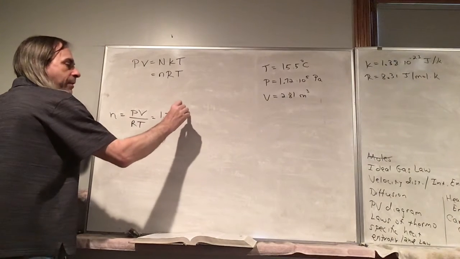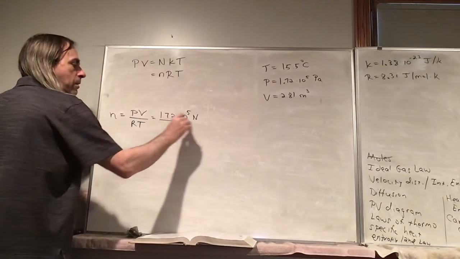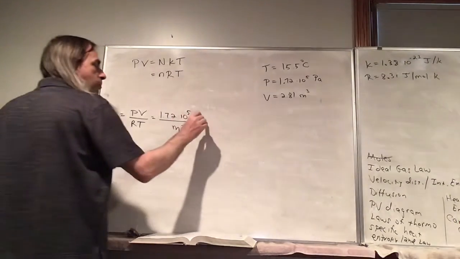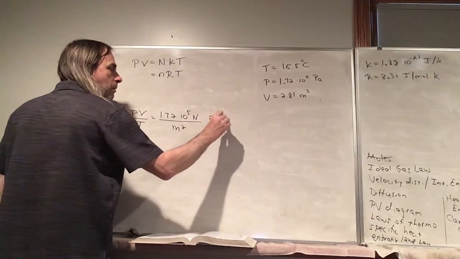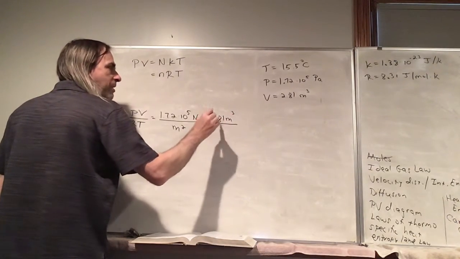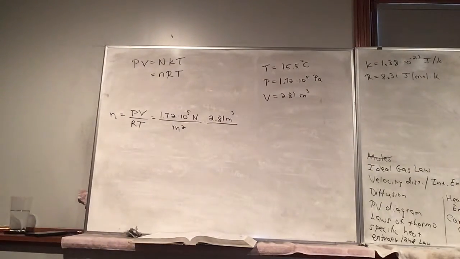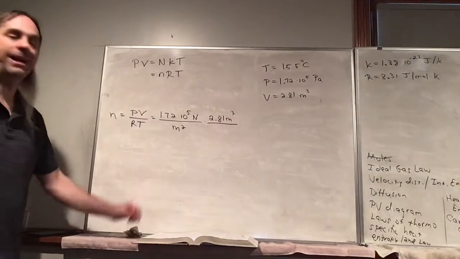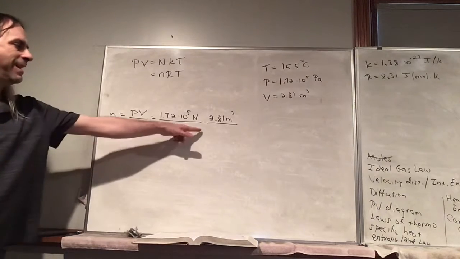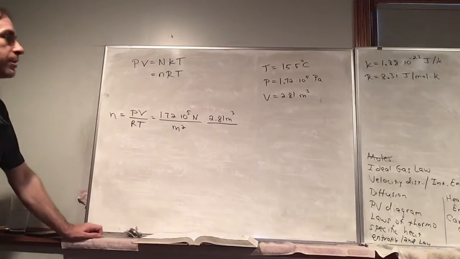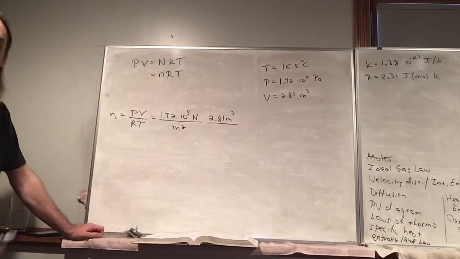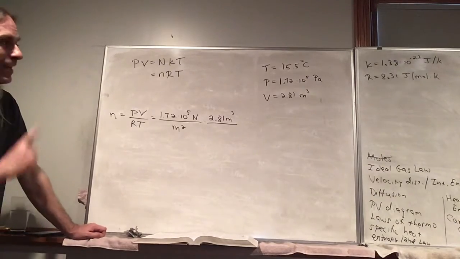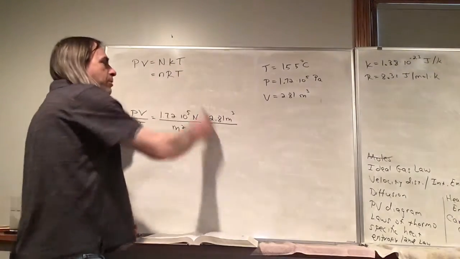1.72 times 10 to the 5th. A Pascal is a Newton per square meter. Volume is 2.81 cubic meters. Let's divide by the temperature. And again, you have to be careful here. You can imagine, what if we plug in a negative temperature? Like it could be negative 20 degrees Celsius. Well, if we plug in a negative temperature, we're going to get a negative number of moles. So the idea that we can plug in a temperature in Celsius and get a sensible answer, that's not how it works. We have to be in Kelvin. This is an absolute temperature.